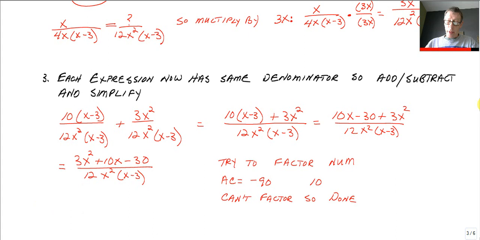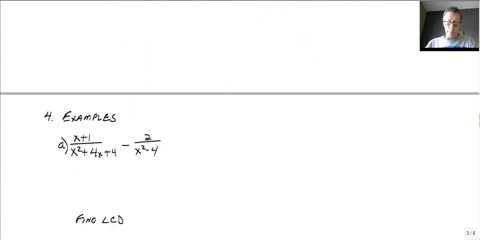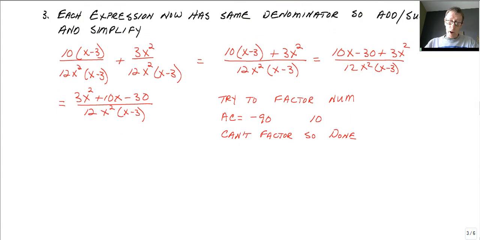Now let's factor that numerator. I'm going to factor a 3 out. Actually, I can't factor 3 out. If I try to do AC middle on this, I get 3 times negative 30, that's negative 90, with the middle number being 10. Looking for two numbers that multiply to negative 90 and add to 10, that's not going to happen. So that numerator is already in its simplest form, and that would be the simplest form for my fraction.